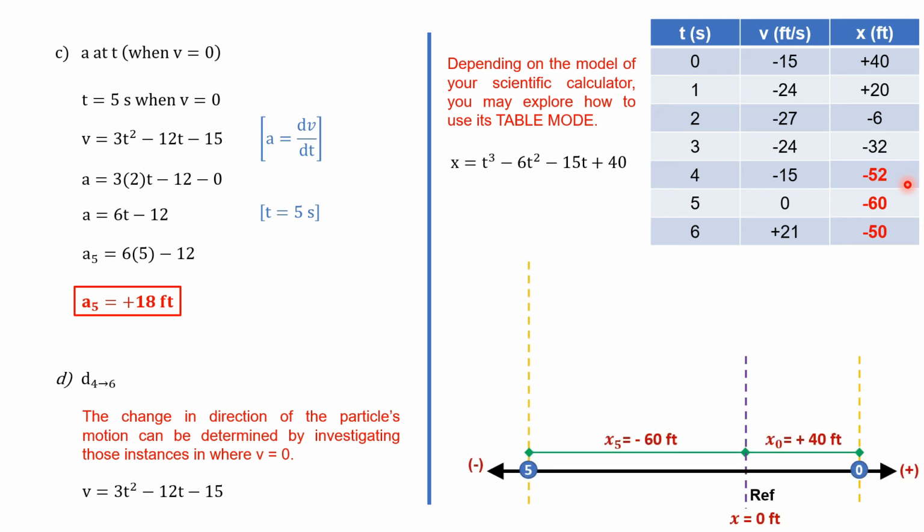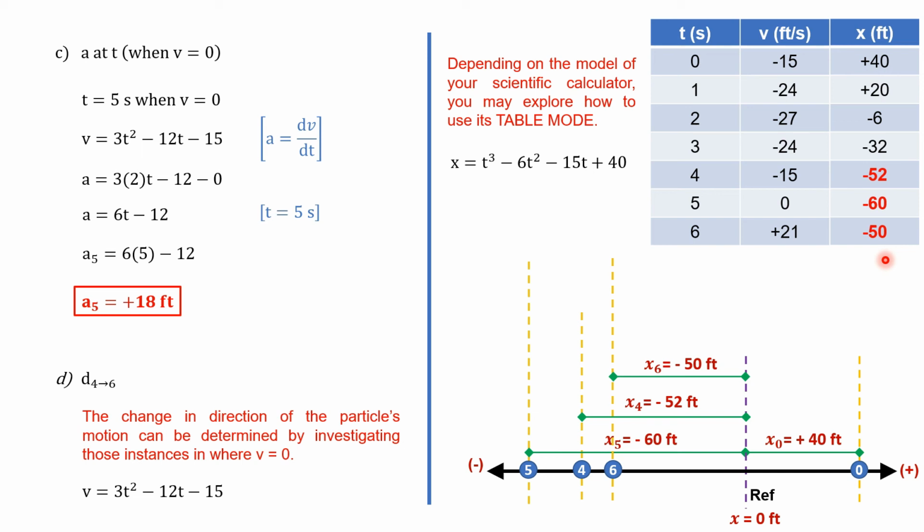So, using our previous drawing, we can superimpose the results at 4 seconds and at 6 seconds. So, at 4 seconds, the particle is located 52 feet from the reference and its direction is to the left side. And then at 6 seconds, the position of the particle is negative 50 feet.